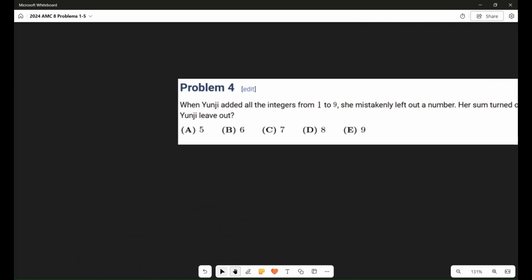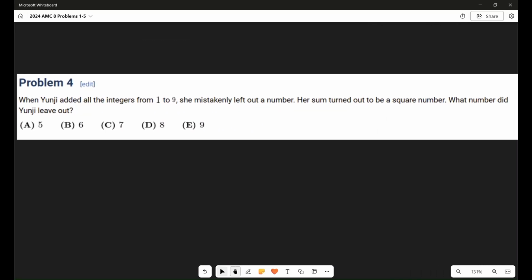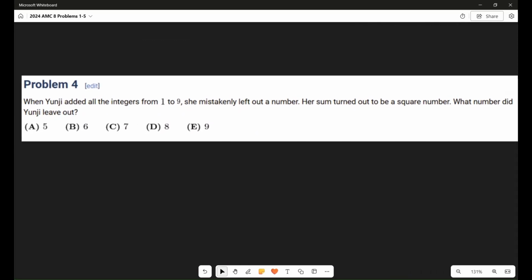Now, question 4. When Yunji added all the integers from 1 to 9, she mistakenly left out a number. Her sum turned out to be a square number. What number did Yunji leave out?